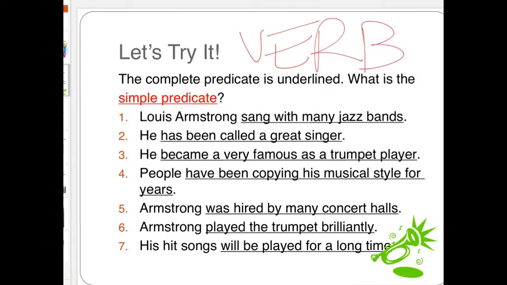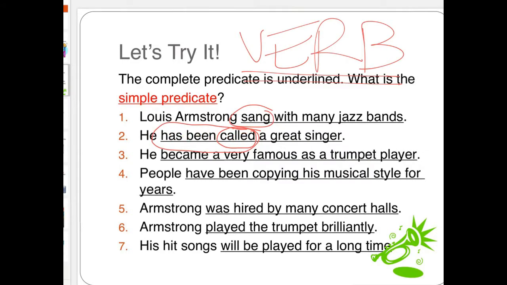The verb in the first sentence, sang with many jazz bands. Well, what are you going to go outside and do? You're going to sing, right? So let's look at number 2. This is tricky. Now remember, we know that it has to be the verb, and we know that called is the verb, right? But if you look really closely, you'll see has been called would be the entire verb phrase. Now I know that you learned this in 4th grade. You learned about helping verbs in 4th grade. So has been called is the entire verb.